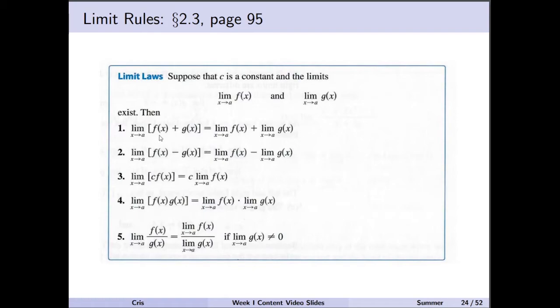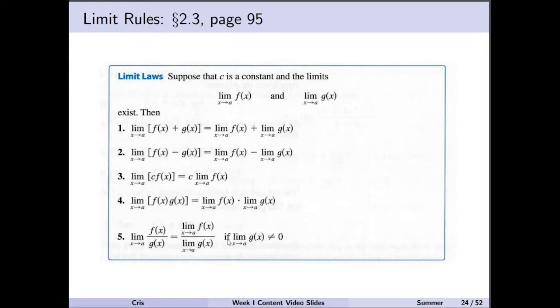It's often easier just to refer to these in words. You can remember the numbers if you like, but it's easier just to say that a limit of a sum is equal to the sum of the limits. Or for number 4, a limit of a product is equal to the product of the limits. And you can refer to these rules in that way if you like. Or sometimes people just call them the sum rule for limits, the difference rule for limits, the constant rule for limits, the product rule for limits, and the quotient rule for limits.